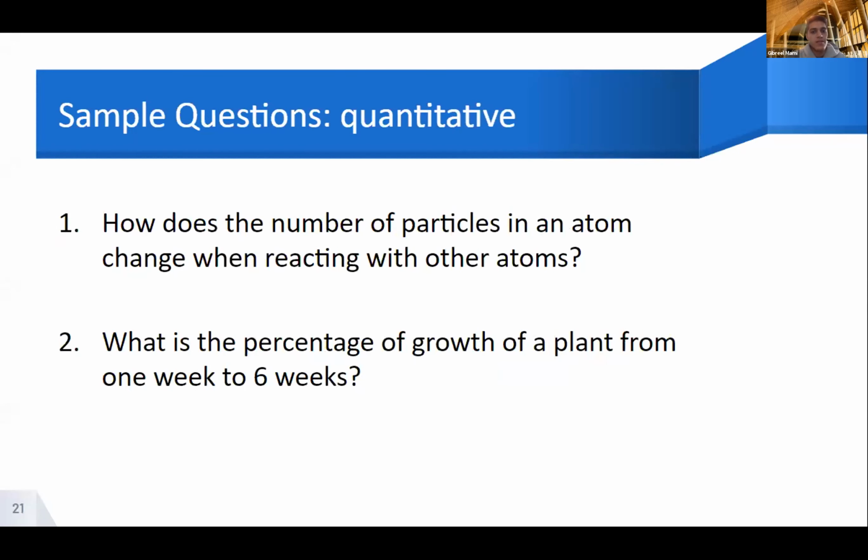So the next slide is: how does the number of particles in an atom change when reacting with other atoms? And what is the percentage of growth of a plant from 1 week to 6 weeks? As you can see, this is focusing on something that you can actually measure rather than necessarily a description between the 2. So it's a very easy way to distinguish: quantitative is quantity.